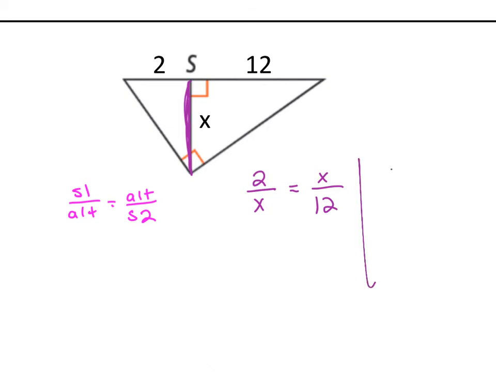You could also have done 12 over X equals X over 2. It totally doesn't matter, because you're going to multiply those two numbers together. It doesn't matter what order you do that in.